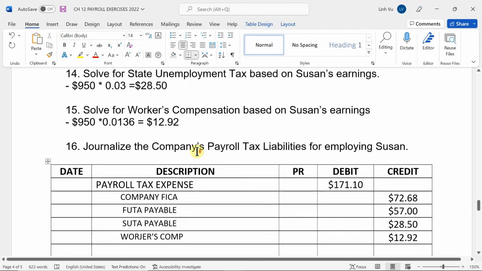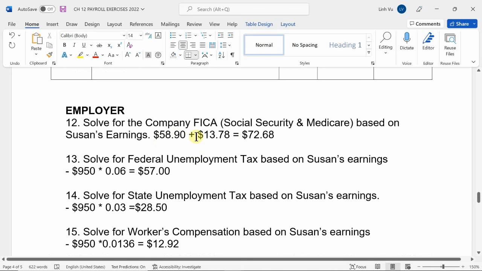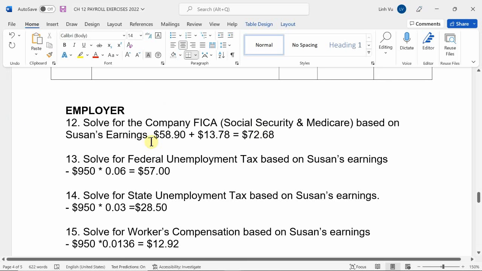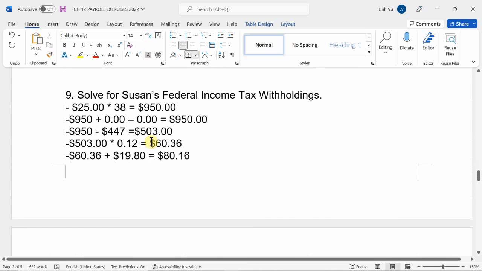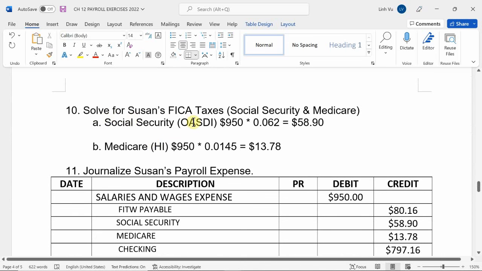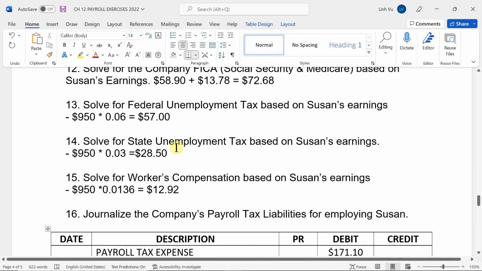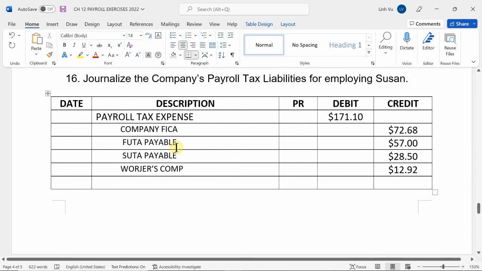And then FICA is your Social Security plus your Medicare, which is 6.2% plus 1.45%. We already solved for Social Security and Medicare separately for Susan, so we just combined the two. So we added them together? Mm-hmm. Okay, cool. Any other questions?